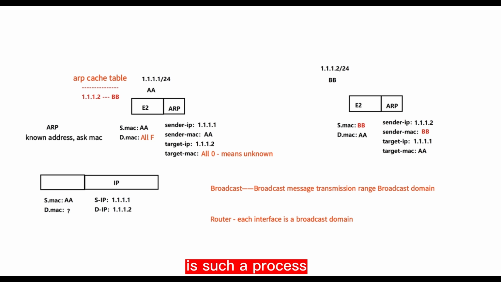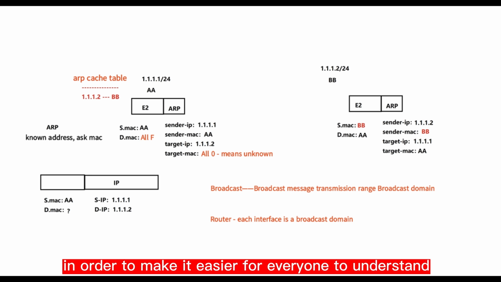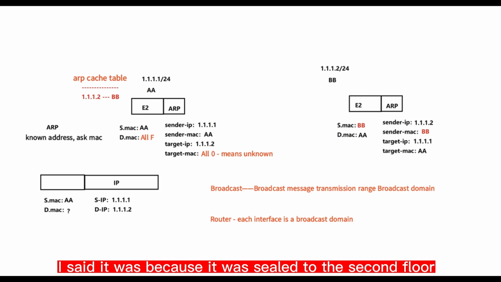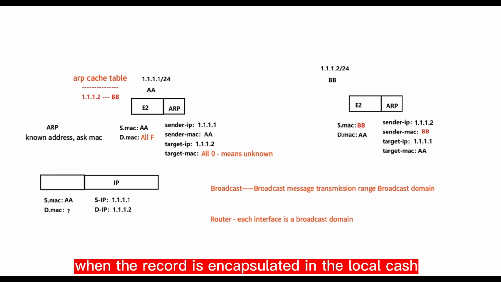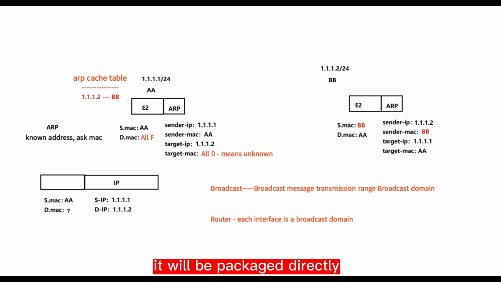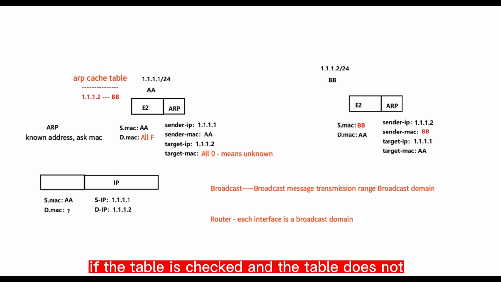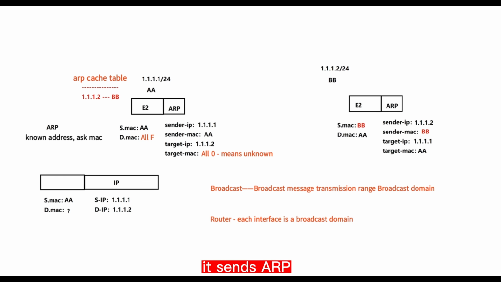It is such a process. To make it easier for everyone to understand, I said it was sealed to the second layer. I don't know how it was sealed; it's just our way of saying. For the device, it will first look at the cache. If there is no cache, it just requests. After the request, the record is stored in the local cache, and now PC1 knows that 1.1.1.2 corresponds to BB. It will package directly. If the table is checked and there is no entry, it sends ARP.